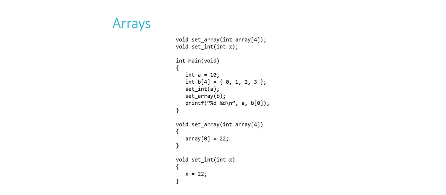In main, we have a couple of lines of code. We declare an integer variable called a and assign it the value 10. We declare an array of 4 integers called b and assign the elements 0, 1, 2, and 3 respectively. Then we have a call to setInt and a call to setArray. The definitions of setArray and setInt are down below at the bottom. And so again, I ask you the question, what gets printed out here at the end of main? There's a printf call. I'm printing out 2 integers. I'm printing out the contents of a and the contents of b square bracket 0.